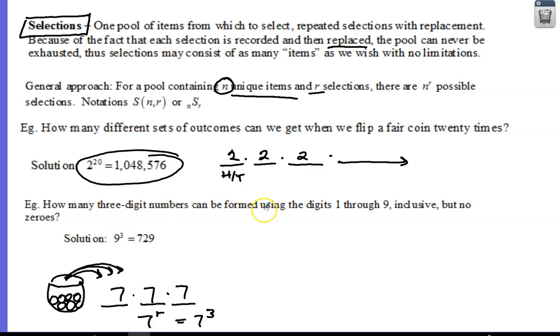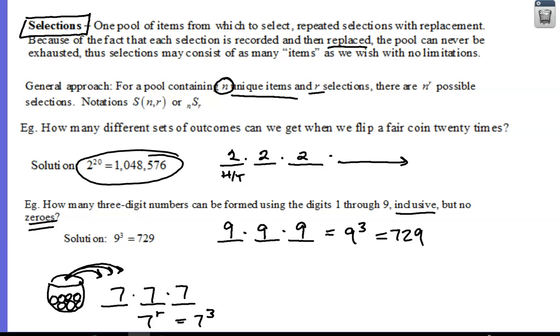How many 3-digit numbers can be formed using the digits 1 through 9? Inclusive means you can be 1 and you can be 9, but you can't have zeros, so no zeros. Well, let's think about it. We're going to choose 3 digits. So we have 3 independent choices. You have 9 digits to choose from. 1 through 9 is actually 9 digits. So the first one you have 9 digits. Because you can repeat, you still have 9 digits to choose from here and 9 digits to choose from here, which is why you end up with 9 to the third, or 729. We're going to talk about what happens if you can't repeat in a second.